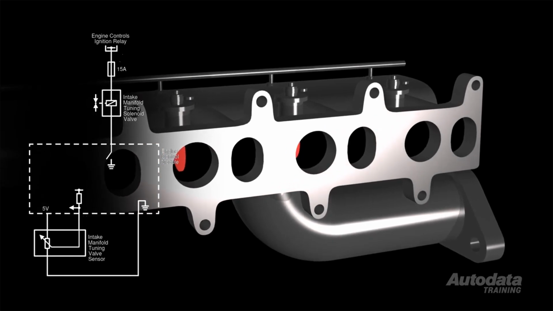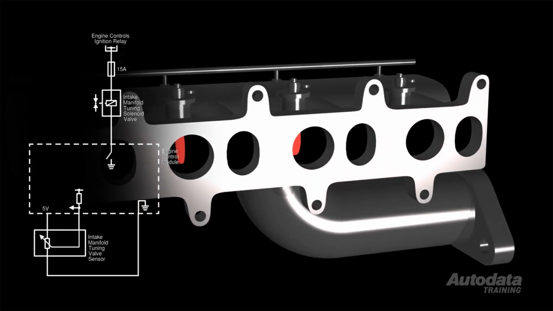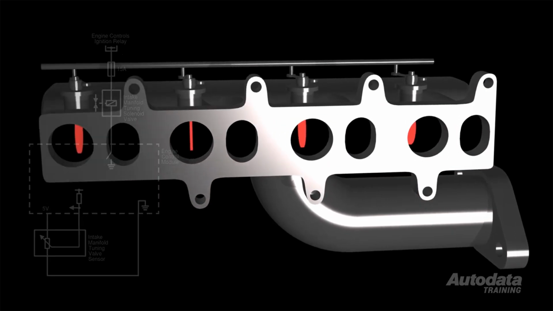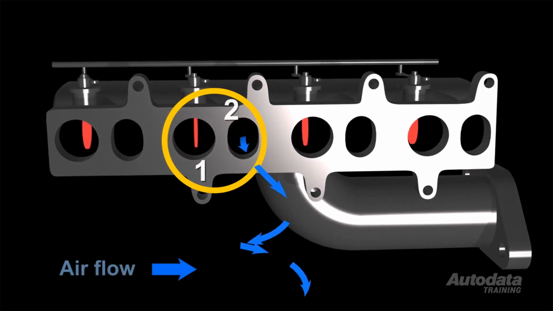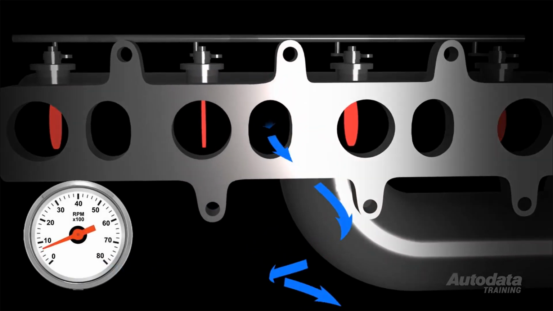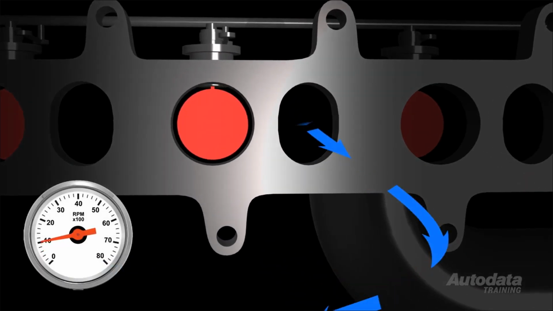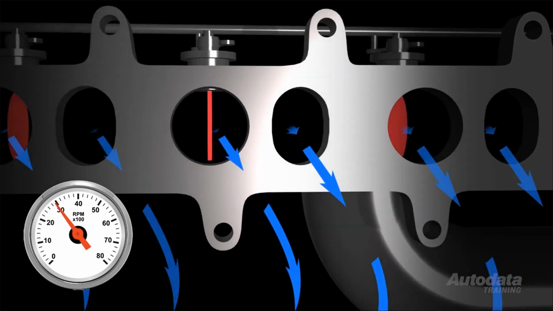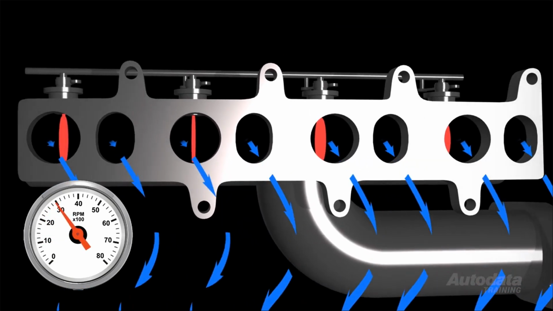Intake runner control on this engine is done by port deactivation. This is also known as swirl control. There are two intake ports for each cylinder. At low RPM, one of the ports is closed off by a butterfly valve. As the engine speed increases, then the closed port is progressively opened. This ensures that there is adequate swirl in the cylinders at all times.